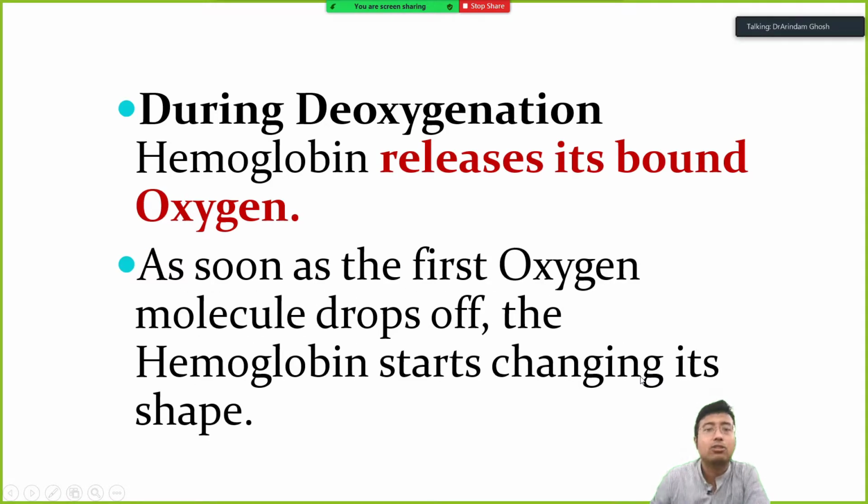I'll tell you. So during deoxygenation, what happens? Hemoglobin releases its bound oxygen. Deoxygenation means at the tissue level, where oxygen tension is low, tissues need oxygen. Therefore, hemoglobin gives out oxygen by letting the oxygen molecule go. And when one oxygen molecule goes, the molecule shrinks, and the others also tend to be lost very quickly. So both are occurring very fast, okay.